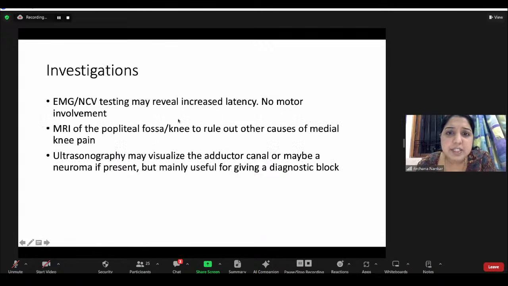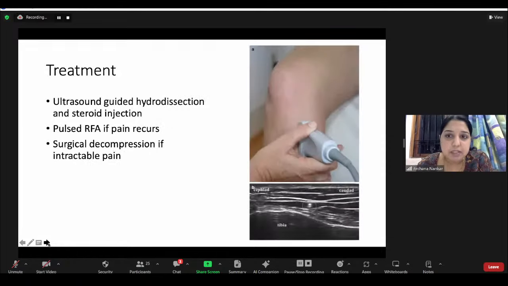Again, investigations. EMG NCV study may be done, which may reveal increased latency. Then MRI has to be done of the popliteal fossa or the knee to rule out other causes of medial knee pain. And ultrasonography is used mainly for therapeutic block or diagnostic block purpose.